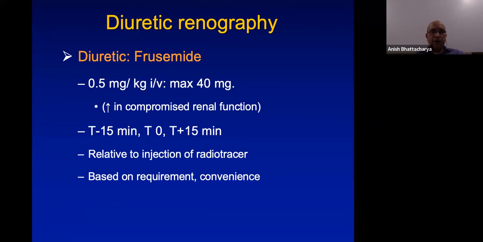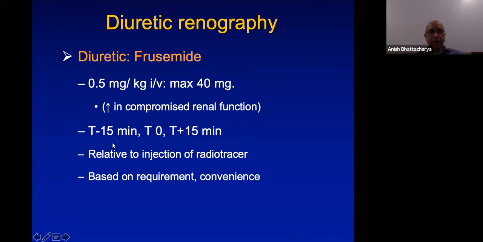Furosemide is usually given in the dose of 0.5 milligram per kg intravenous up to a maximum of 40 milligrams, which can be increased in case of compromised renal function. Now there are different furosemide protocols. You can give it as T-15, T0 or T+15. This is the time relative to the radiotracer injection.